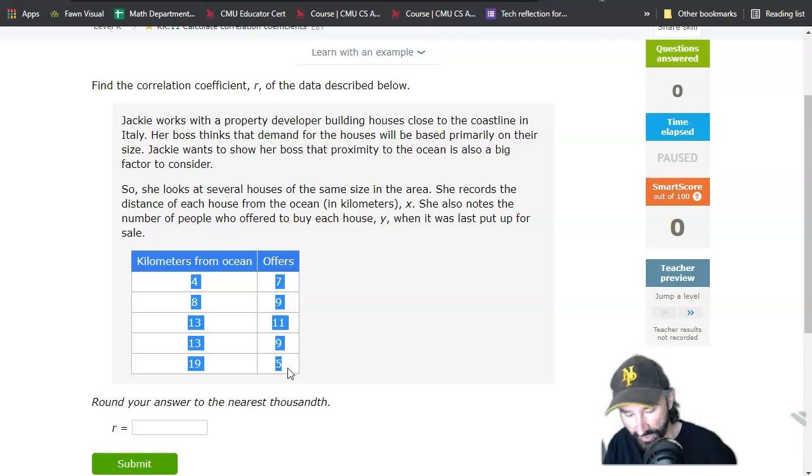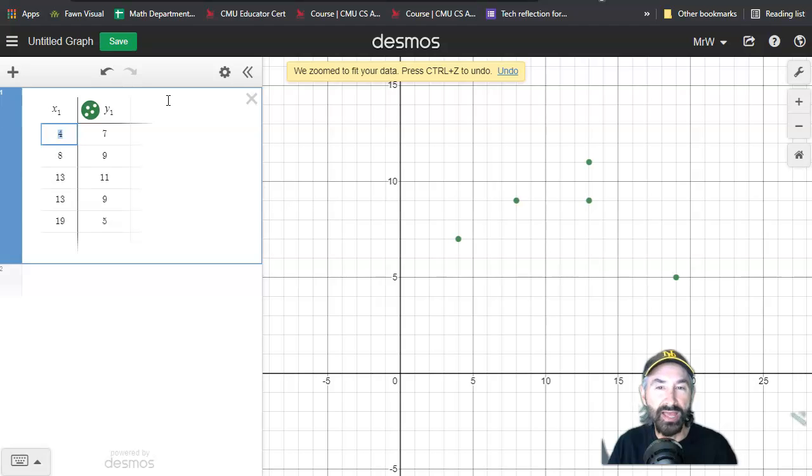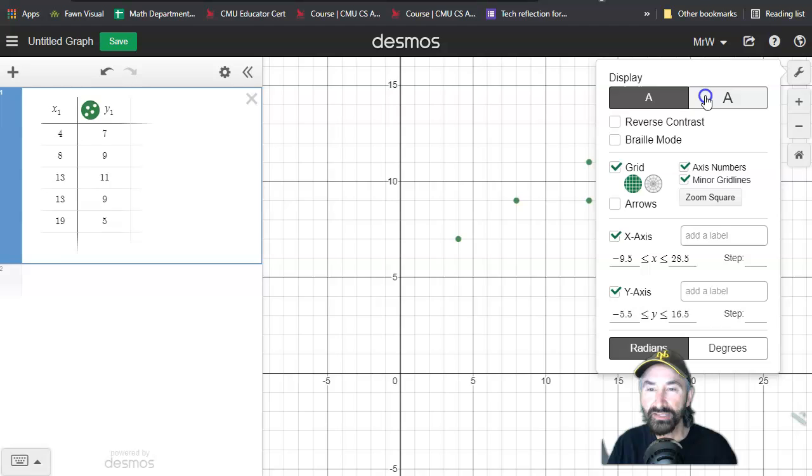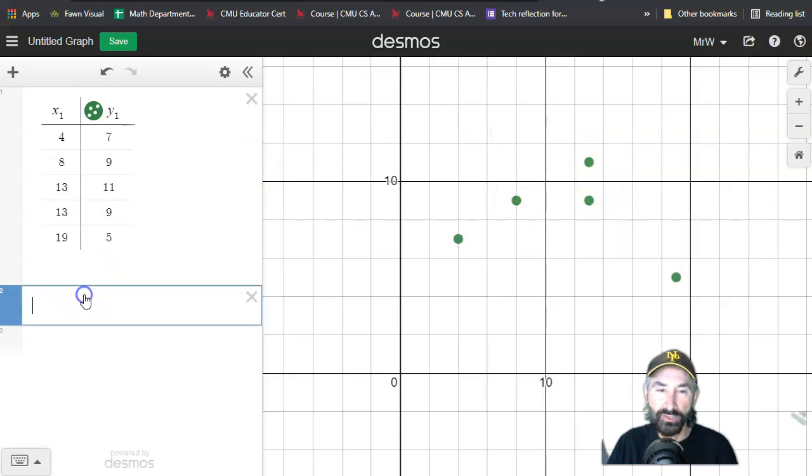I'll highlight them. Control C on a Mac, Command C. And then I'll go to Desmos and I'll click here and then Control V, or on a Mac, Command V, and I get a table. Yay! And then let me make sure you can see the dots so you can see where they're at. And again, the dots look like they're spaced the same way we saw them in the Google Sheets chart. And then we're going to do a line of best fit, which you and I have done before.